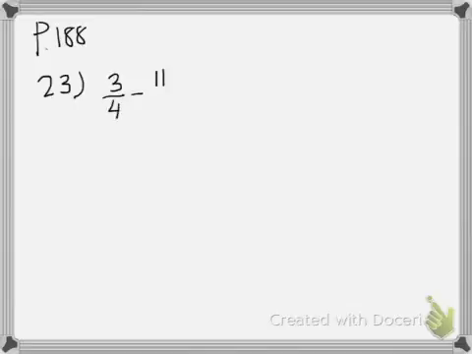Okay, third period, we're still working on page 188, and now we're going to start number 23. The problem for 23 is 3/4 minus 11/12. So again, the first thing that we need to do here is find a common denominator.